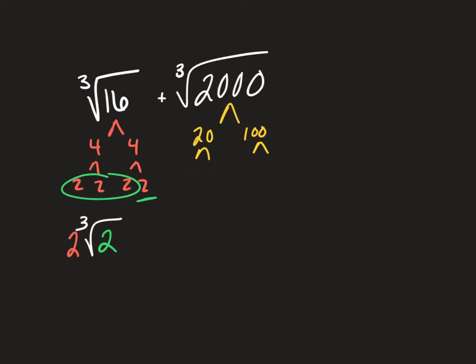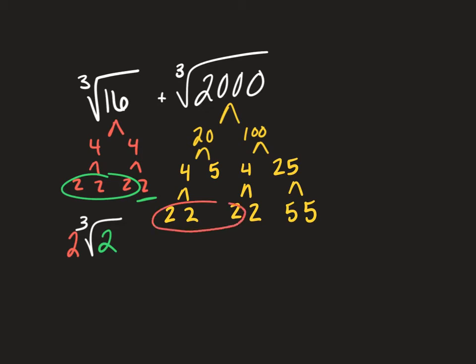All right, so 20 is 4 and 5. And then that 4 goes to 2 and 2. And then we have 4 and 25, which is 2 and 2, and 5 and 5. So I have 3 2s and 3 5s. So that means on the outside I get 2 times 5. And on the inside, all I have left is this 2. So that means I have a cube root of 2.